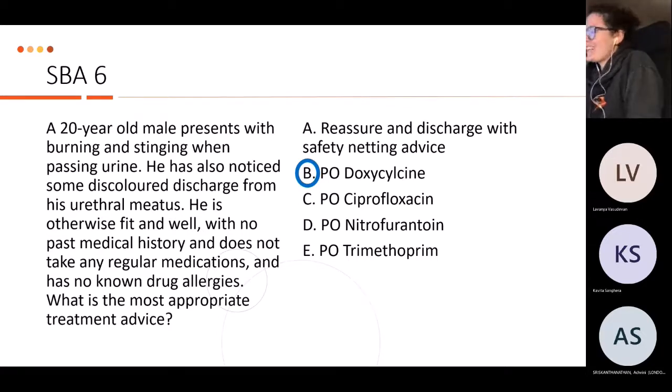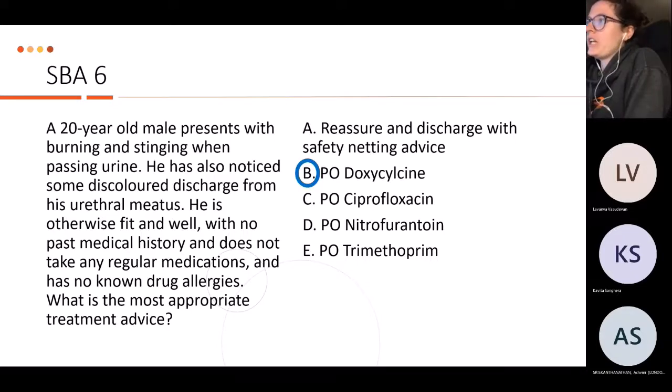Yeah, it's urology talk, so you would think it would be a urology answer, but no, we do touch on presentations that may sound like urology but might not be urology, and this is one. So in a young male, you'd be thinking more along the lines of an STI, and that's why B would be the answer of choice.